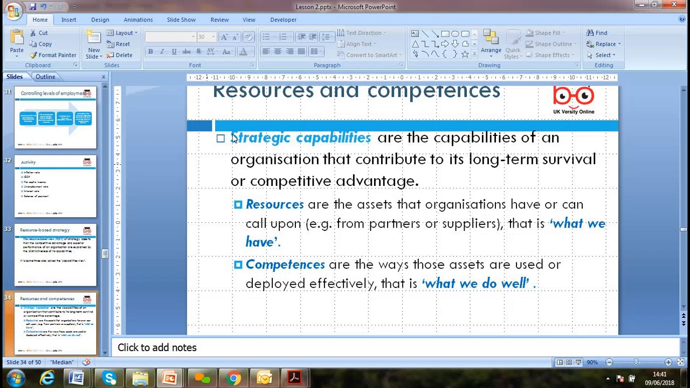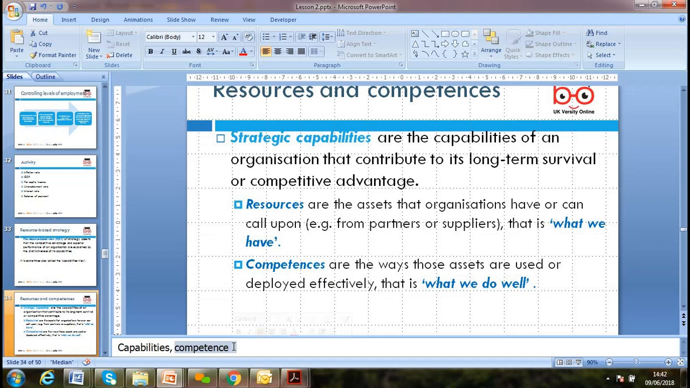Strategic capability. What is meant by capability and competency? Anybody ever heard of capability? Ability. Well done. Capability means ability. What about competency then? When you pass your driving test, it means you have the ability. We can say you have a capability to drive, but you're not yet competent. Competency comes after driving a few years. It means experience.